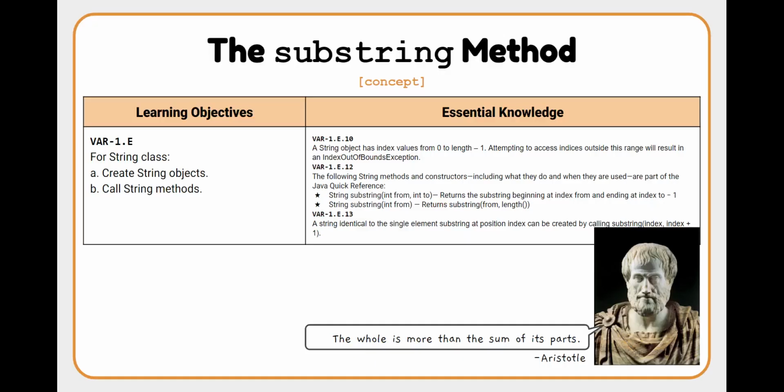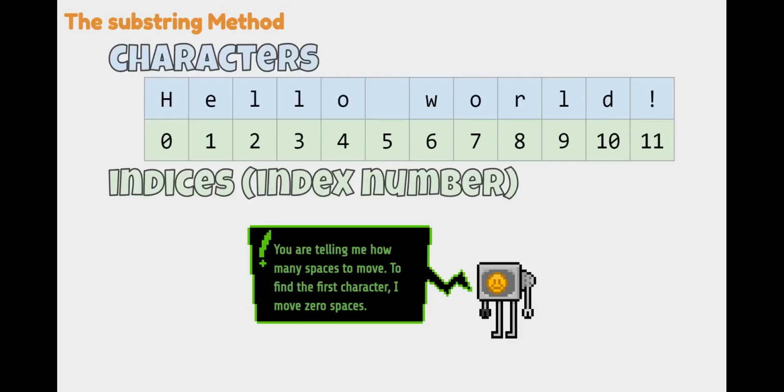The next method that we will be looking at is the substring method. Same learning objective for string class, create string objects, call string methods. So if we see a string like hello world, we would know that that has a length of 12. Hello is 5 of those characters, the space is 6, world is another 5 characters, bringing us up to 11, and the exclamation mark would be our 12th character. If we ask that string its length, it would report back a 12.